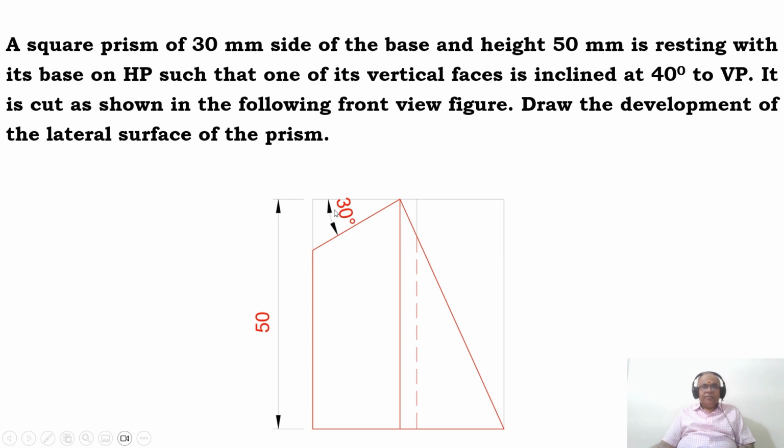So this is the figure wherein you want to cut the prism in this manner, wherein one plane is cutting from this point towards the left side and the other one is cutting from this point towards the right side till the bottom of the base, such that one of the vertical faces is inclined at 40 degrees to VP. So why are we going to consider that now?